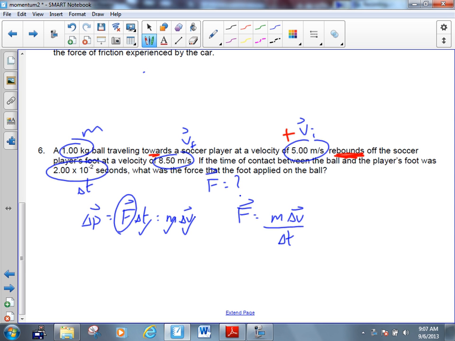All right, our mass is 1 kilogram times the change in velocity. Our final velocity, we're going to say, is negative 8.5. Our initial velocity is 5. Had you defined the signs opposite to that, which would have been okay, it would have been 8.5 minus 5. And we would have gotten the same value of answer. We just would have gotten the opposite sign.